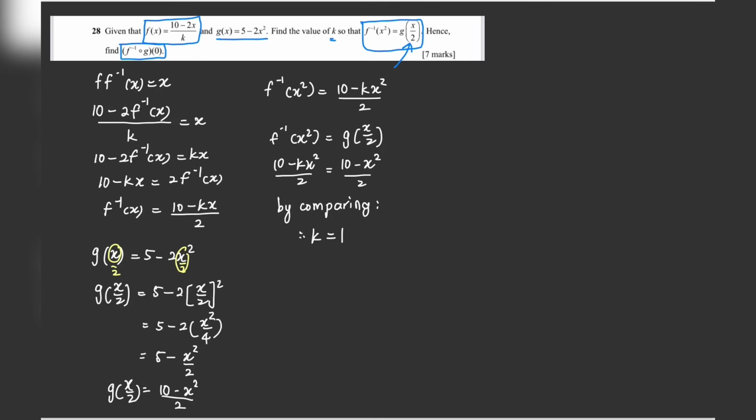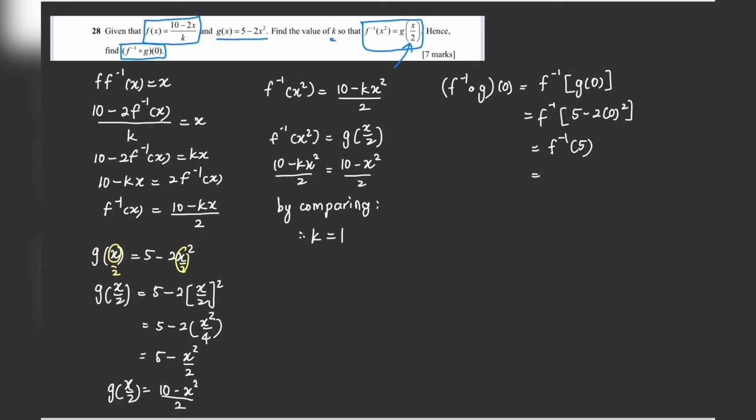Hence, find the f inverse composite with g of 0. Maksudnya apa kat sini? Kita akan gantikan g of 0 dalam function f inverse kita. Okay, so sekarang ini saya masukkan g of 0. So 5 tolak 2 dan x itu digantikan dengan kosong, means we are going to actually find the value of f inverse of 5, and after that gantikanlah dekat dalam relation f inverse kita.